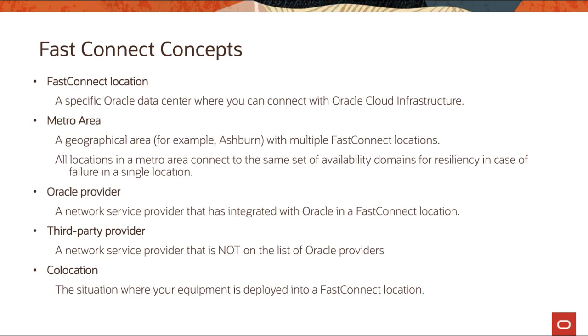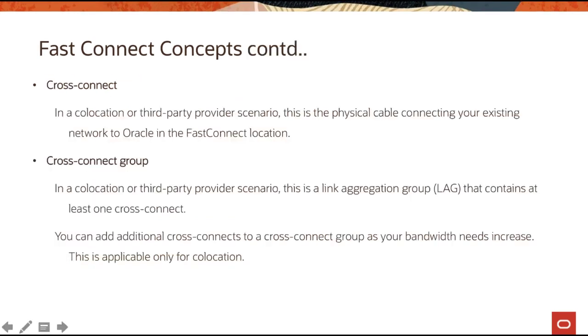Co-location is basically a situation where your equipment is deployed into a FastConnect location, which is also an Oracle Cloud Infrastructure FastConnect location. So if your network service provider is not on the list of Oracle providers, you can co-locate as well. In the co-location model or the third-party provider scenario, the cross-connect is the physical cable connecting your existing network equipment to the Oracle Cloud equipment in the FastConnect location.